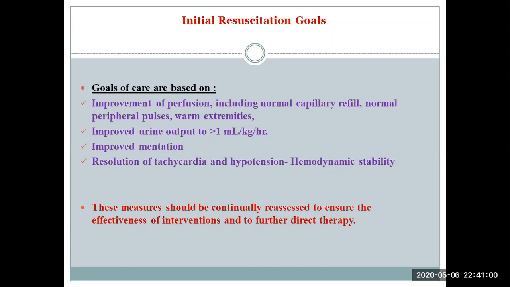Improvement of urine output to more than 1 ml per kg per hour, and resolution of tachycardia and hypotension, basically hemodynamic stability. Okay, going to the point of mental status. Some patients would crash and need securing of their airway with either elective or emergency intubation. So this point will be excluded because the patient will be intubated and sedated. These measures should be continually reassessed to ensure the effectiveness of intervention and for further directed therapy.